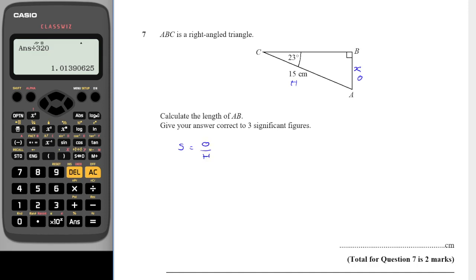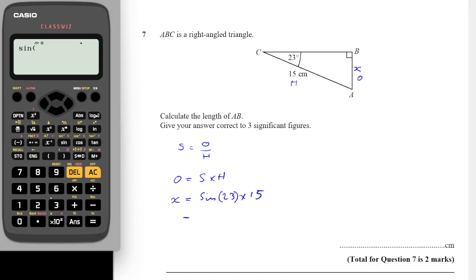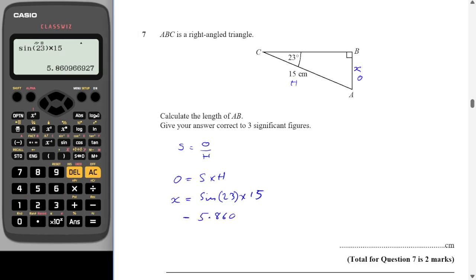So sine is equal to O over H. And I'm trying to work out O, so if I rearrange that, O is going to be equal to sine times H. So substitute in then, x is going to be equal to the sine of 23 multiplied by 15. So sine of 23 multiplied by 15 gives me 5.86096... So to 3 significant figures, the number behind that 6 there is 0, so it's going to be 5.86.